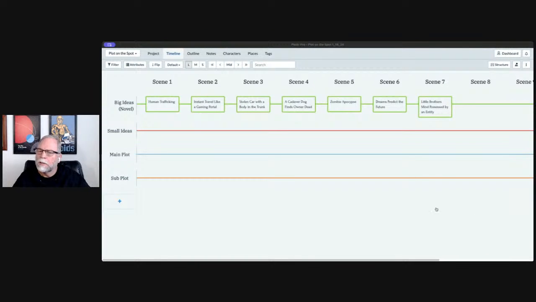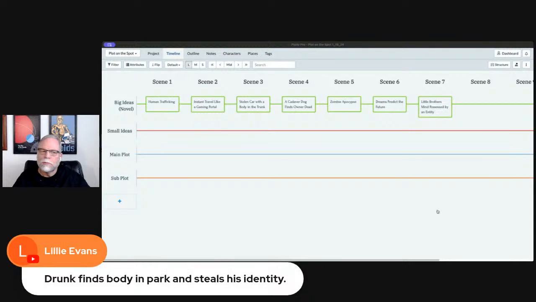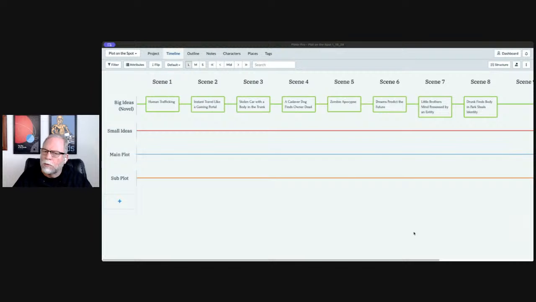Oh, I actually like this one too. Drunk finds body in park and steals identity. I'm going to add that one really quick. Steals identity. Awesome. Okay. We'll stop with that one. Okay. So somebody likes the dog.